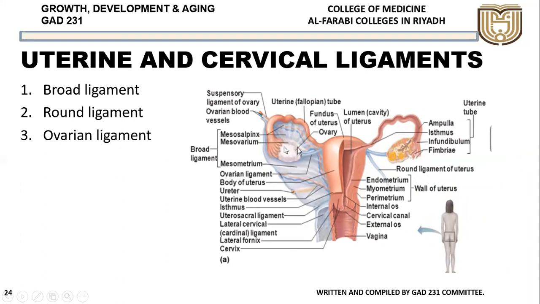Then we have the round ligament. If you see here, this is the round ligament of the uterus. And then we have the third, called the ovarian ligament. If you see here, this is the ovarian ligament on either side. This is the ovarian ligament, the round ligament, and they will be present on both sides. This is the broad ligament. So these are the three important ligaments which you should know, which are present along with the female reproductive system.